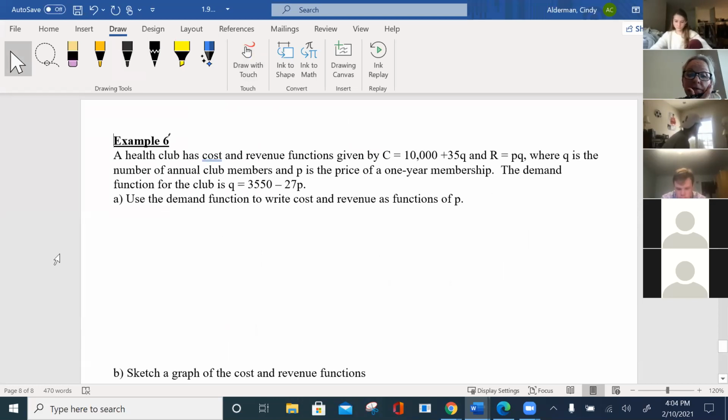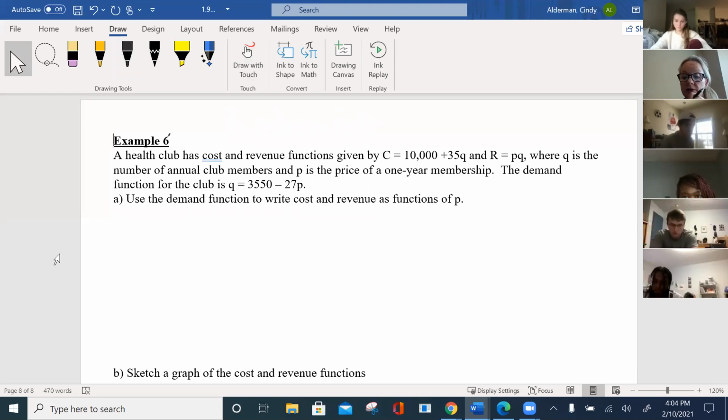Okay, so Health Club has cost and revenue functions given by those two C and R equations, where Q is the number of annual club members and P is the price of a one-year membership. So the demand function for the club is Q equals 3550 minus 27P. So this is what we do. Use the demand function to write cost and revenue functions as functions of P.